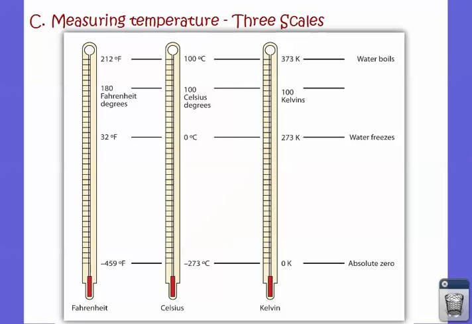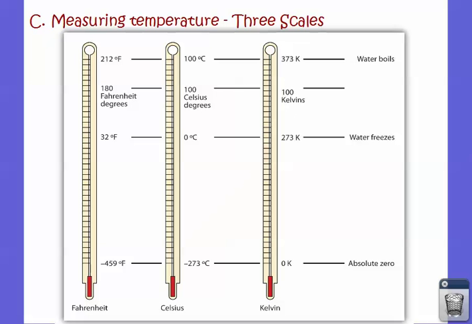Now the one we'll use a lot this year, and what most of the world uses, is Celsius. And Celsius is really built around water freezing and water boiling. So water freezes at 0 degrees Celsius and then boils at 100 degrees Celsius. Nice round numbers, really easy to look at.